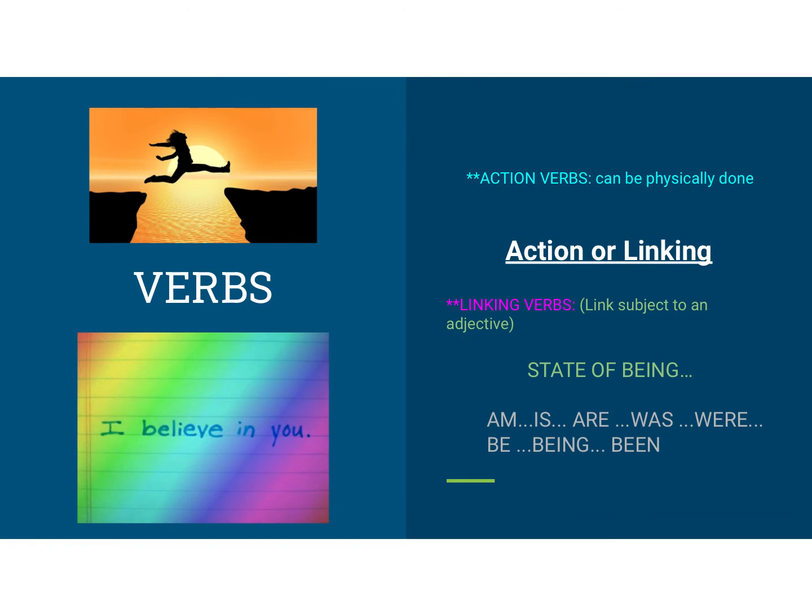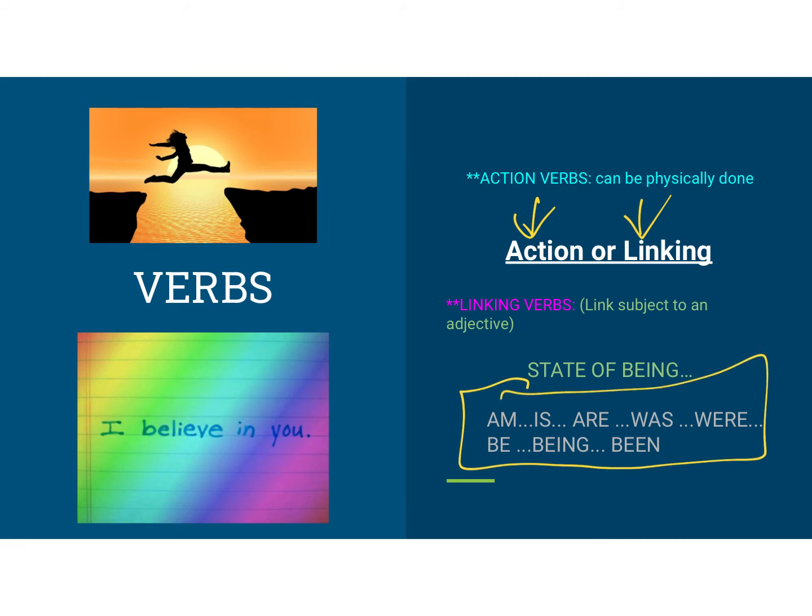Then we have our verbs. Remember, verbs can be action or linking. Action words are words that can be done. Linking verbs are the ones that link the subject to an adjective. So those are those be verbs. And so again, learn them. Am, is, are, was, were. Be, being, been.